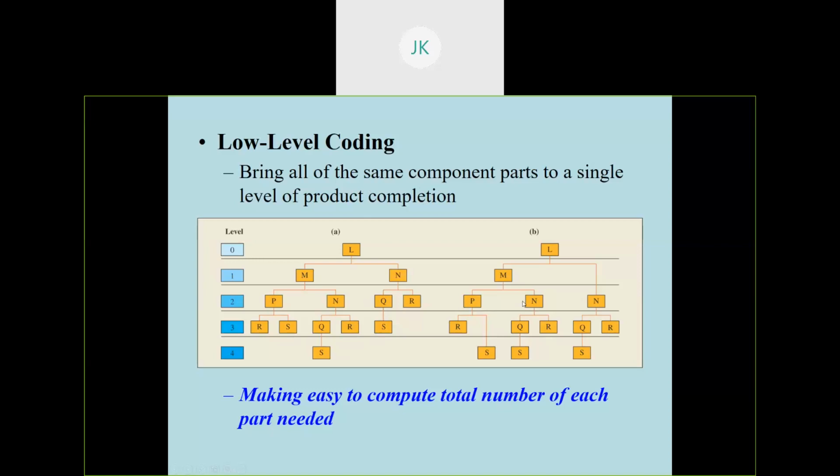Same part N here and here, not in another level. Same part R. Bring all the same parts on the same level to make it easy to compute the total number of each part needed. So using this low-level coding, we can reduce miscalculation.